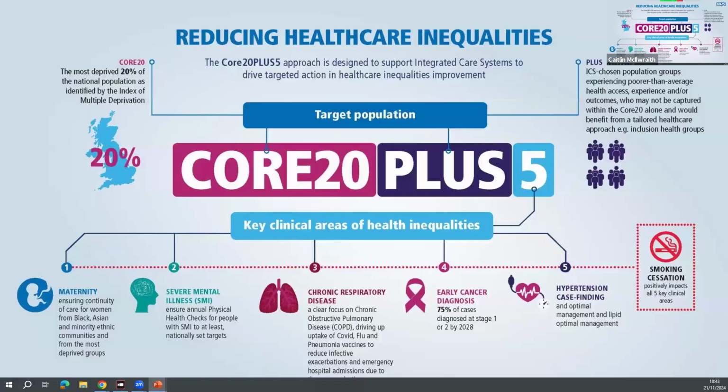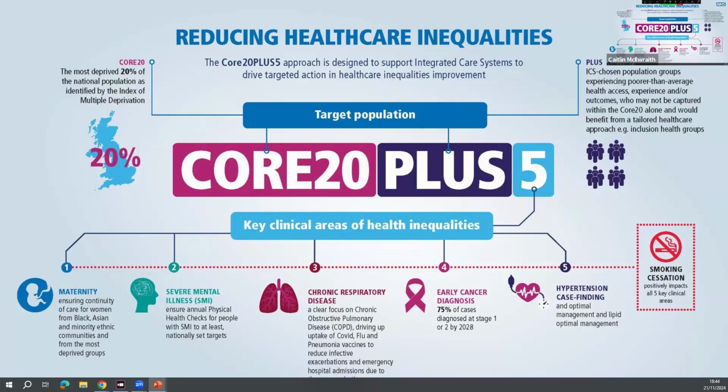The second one is about healthcare inequalities. Healthcare inequalities is a very topical theme in the NHS at the moment. Inequality is clearly a bad thing, but there are certain groups of patients who do particularly badly. There are areas of the country with more deprived populations, but then there are patients with particular conditions, down the bottom of that slide: pregnant women from Black, Asian, minority ethnic groups, patients with severe mental illness, those with chronic respiratory conditions, those with cancer, and those with high blood pressure, all underpinned by smoking cessation across those groups.